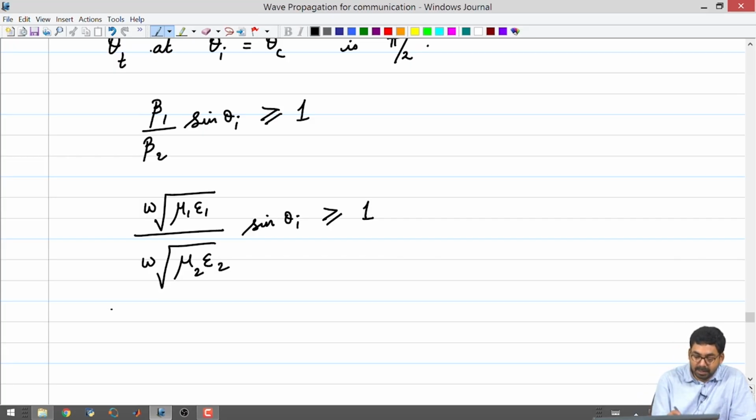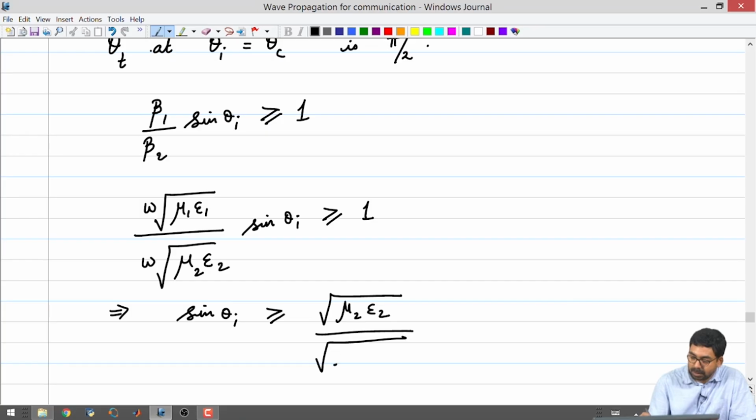So, then we can say that sin theta I, in order to preserve this inequality, is greater than or equal to square root mu 2 epsilon 2 by mu 1 epsilon 1.